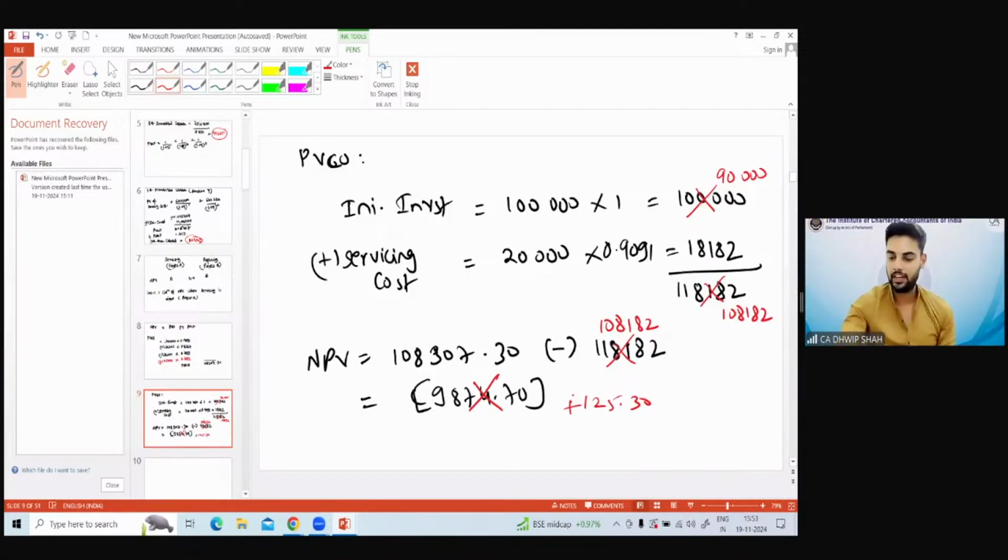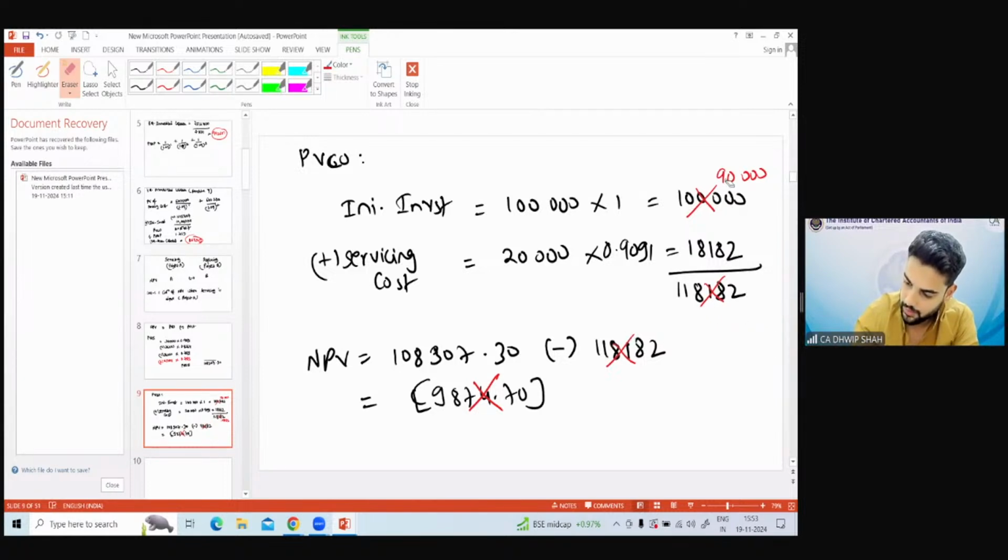Any queries, friends? Had the discount been given by the supplier? Any queries, students? Understood? So you just need to subtract that 10,000 from initial investment. It is as simple as that. Okay? So you can solve that part as homework.